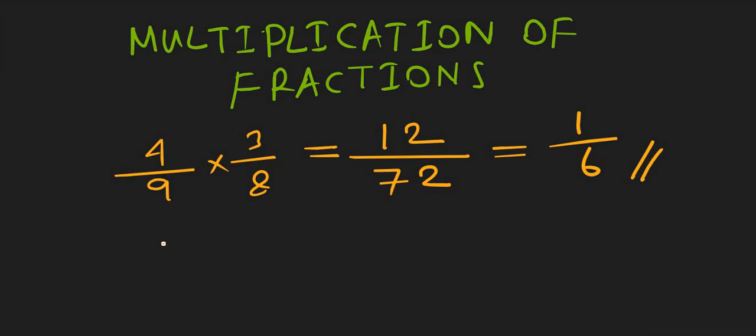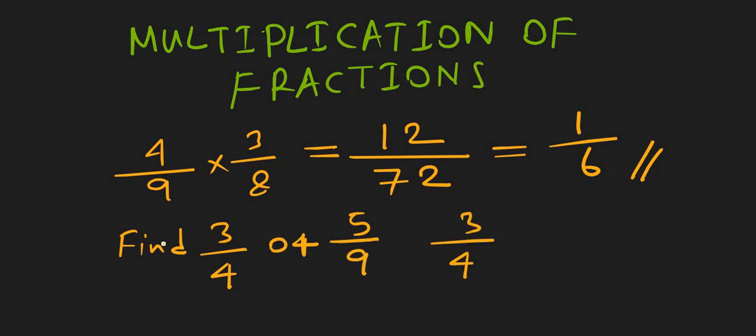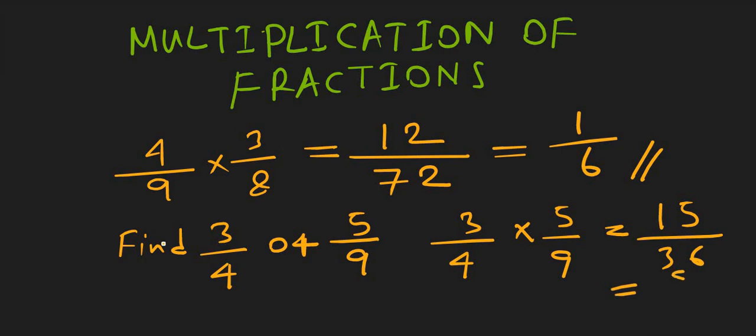Now there can be instances where you are required to find, let's say, 3/4 of 5 over 9. Now this is same as 3 over 4 multiplied by 5 over 9. Therefore you can say 3 into 5 is 15. 15 over 36. You divide both the numerator and the denominator by 3. You get 5 over 12. Now that's about multiplication of fractions.